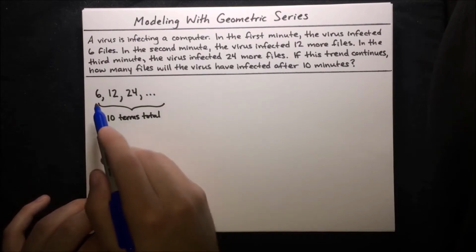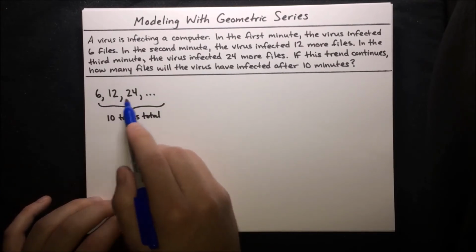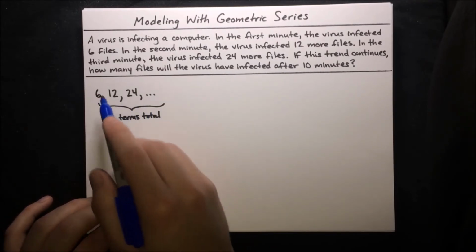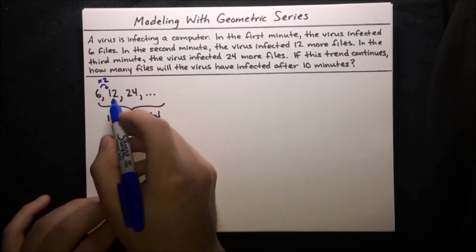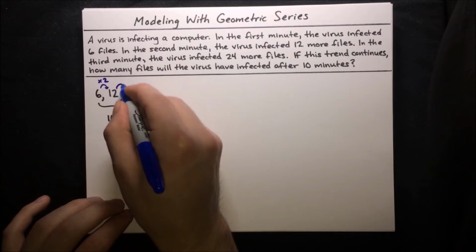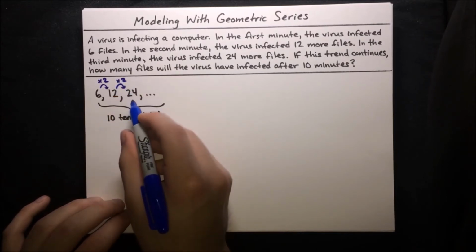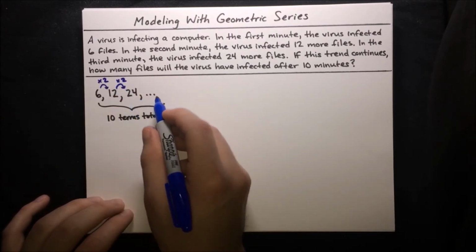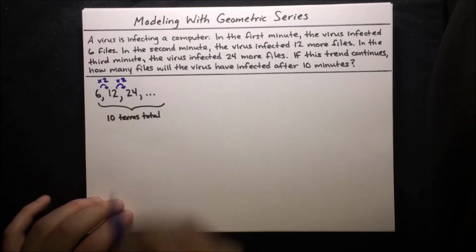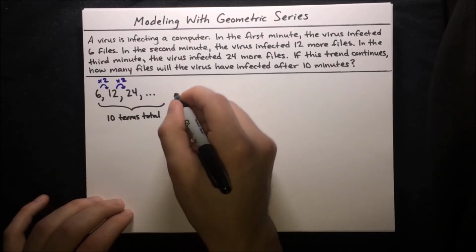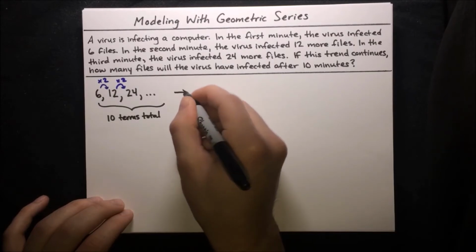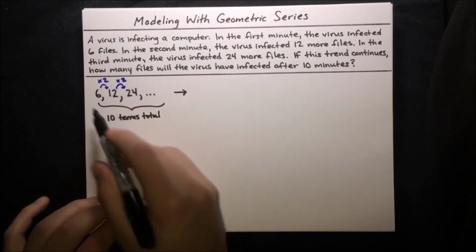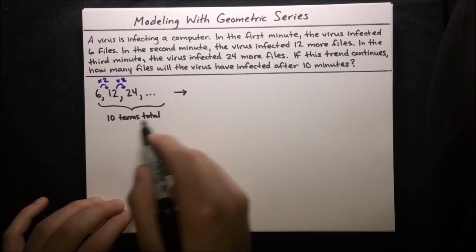Now you can tell this is a geometric series because we're multiplying by the same thing every time. 6 times 2 makes 12. And 12 times 2 makes 24. So we keep on getting the next term by multiplying the previous term by 2. Now what we really want to do is add up all of the terms in this series. We want to find out how many files in total did the virus infect after 10 minutes.